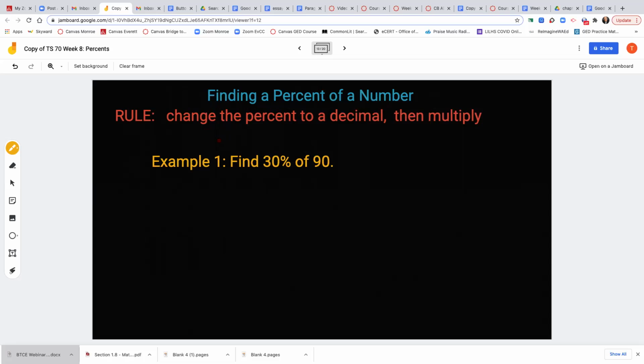So I'm going to give you a minute to 30 seconds to just copy down the words here. When you're trying to find a percent of a number, they're just given it in a brief sentence, find 20% of 90 or something. This is the method to figure that out, okay? And the rule is to change the percent to a decimal and then multiply. That's the rule.